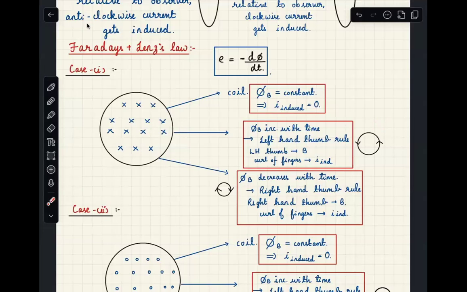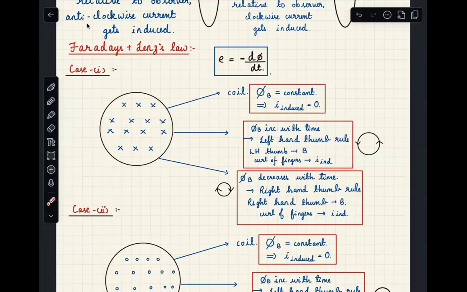You take the other case. Suppose the flux is decreasing, you take the right hand thumb. Now set the right hand thumb into the plane of the paper. The curl of the four fingers is in clockwise sense. In that case, the direction of the current is clockwise. No change of flux, no current.